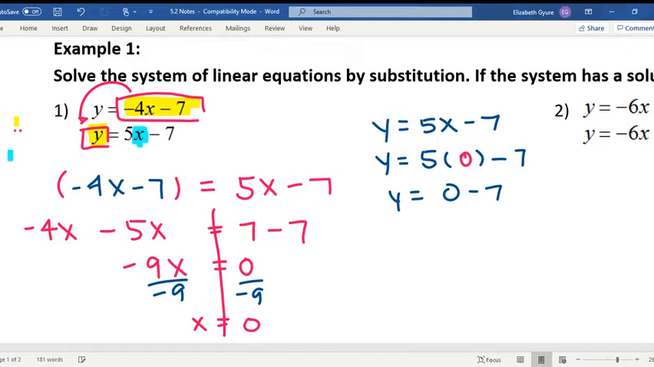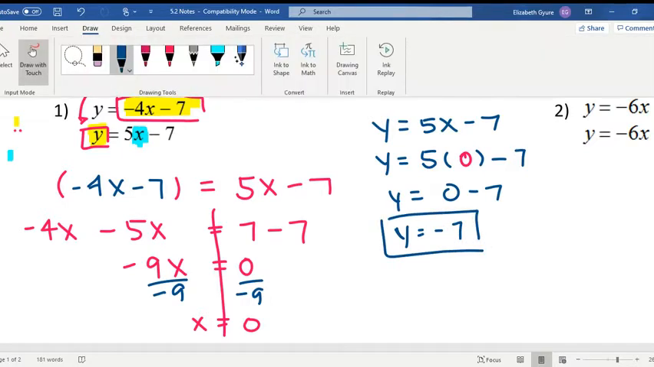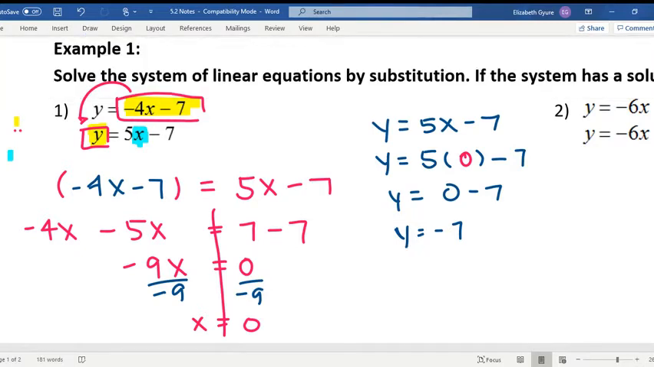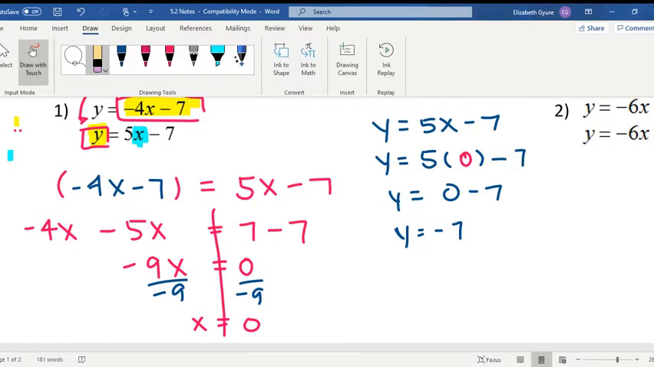What's 0 minus 7? No, you're thinking multiplying. If you have 0 and you take away negative 7, you're at negative 7. So 0 minus 7 is just negative 7. Oh, I didn't need to box that. My bad. Okay. Y equals negative 7.